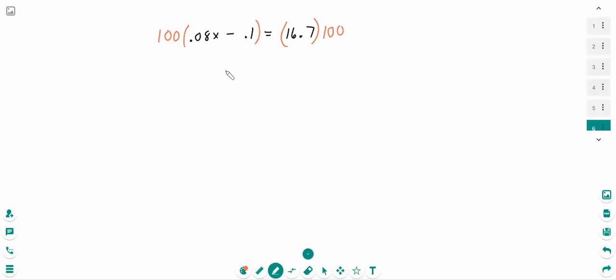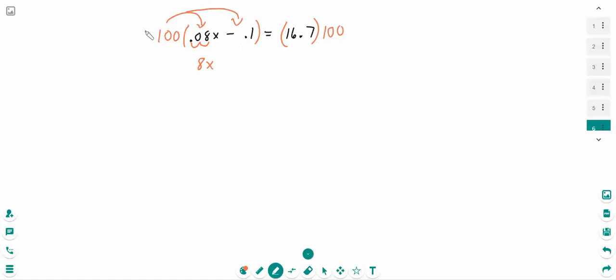Right? I have confidence that you got that on your scratch paper. So now we have the 100 times 0.08x. That's going to move this over twice, right? And we're going to end up with 8x. Now we have to distribute this through. So we did it there. Now we need to do it to this one.